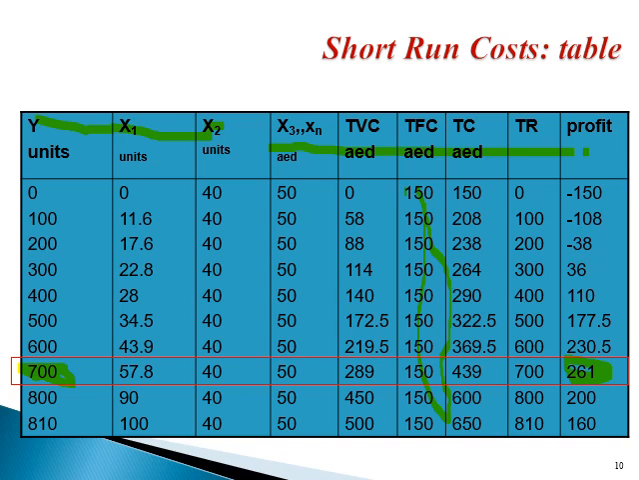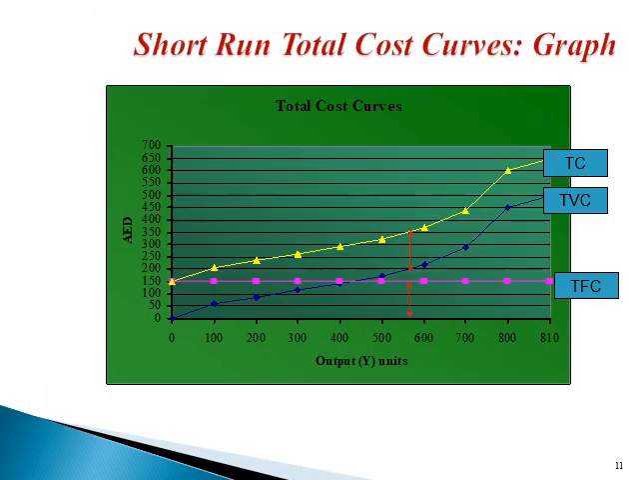Now, do we have an economic rule that tells the individual producer how much output he or she should produce if they wanted to maximize the profit? And the answer. But before I do that, let me show you the curves.